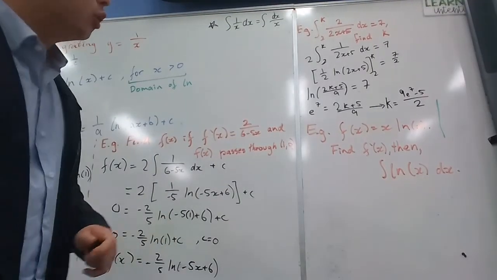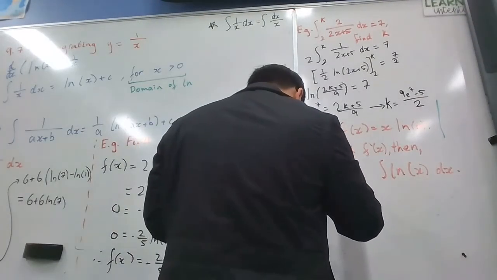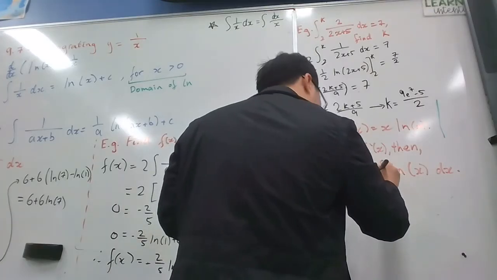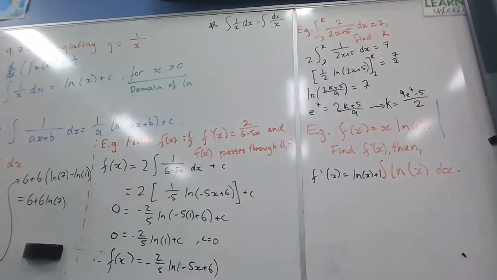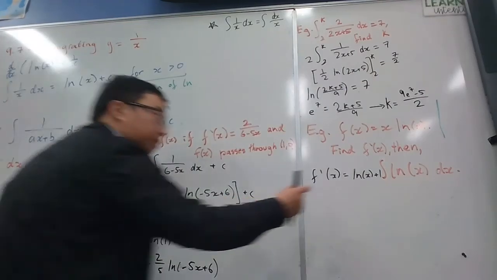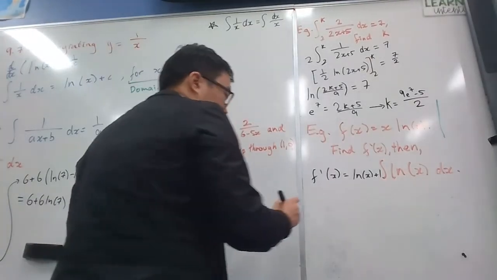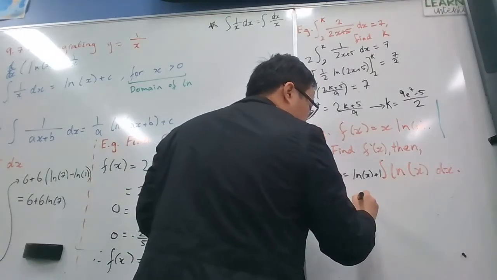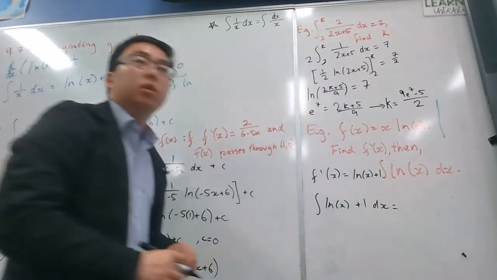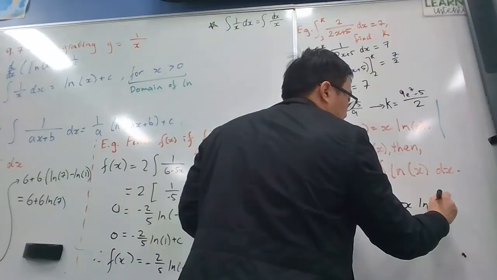Now, I'm sure you can do that differentiation process yourself. It's just your product rule. So f dash of x just equals natural logarithm of x plus 1. And again, you'll note that is a part of this. So, I'm saying that the antiderivative of this, ln x plus 1 dx, equals, well, what's the antiderivative of my derivative? x ln x.